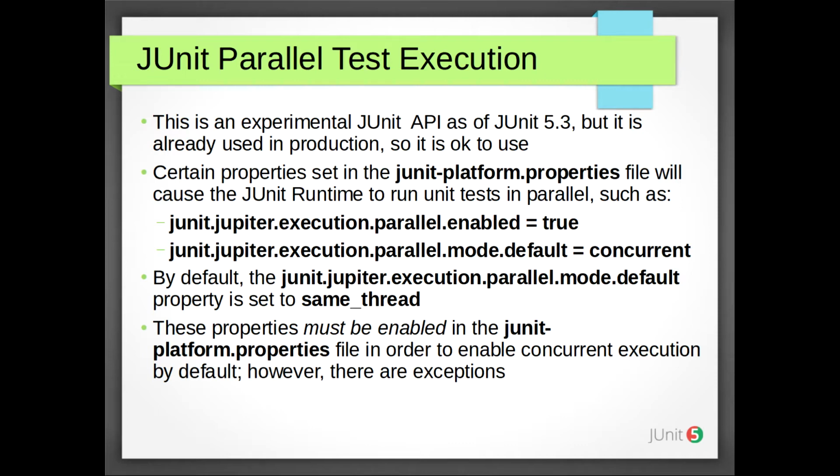Certain properties set in the junit-platform.properties file will cause the JUnit runtime to run unit tests in parallel, such as, and I'm going to make a 20-second pause for each of those for you to write it out. junit.jupyter.execution.parallel.enabled equals true. junit.jupyter.execution.parallel.mode.default equals concurrent.